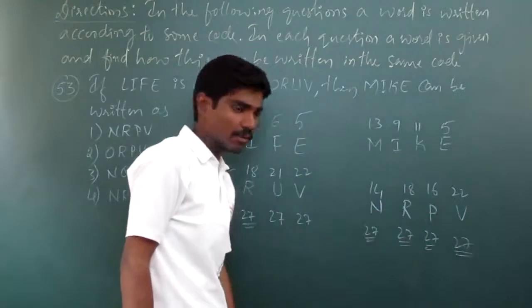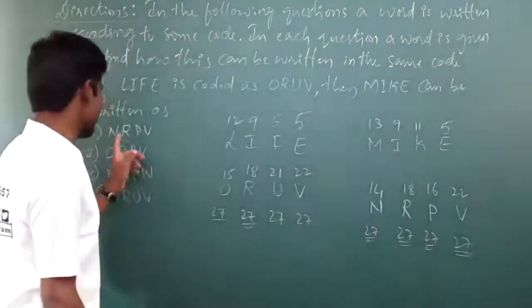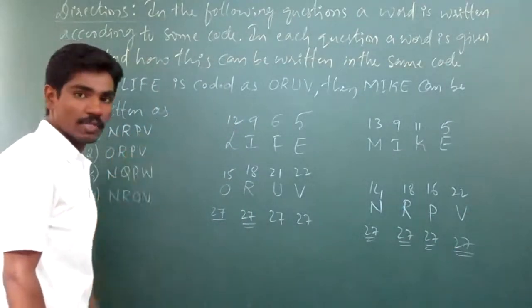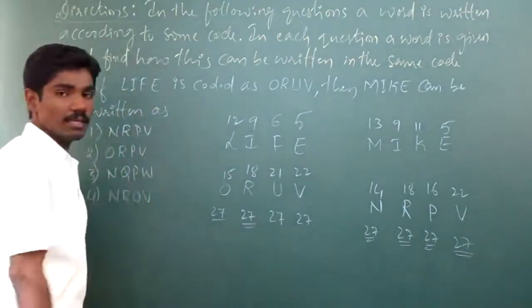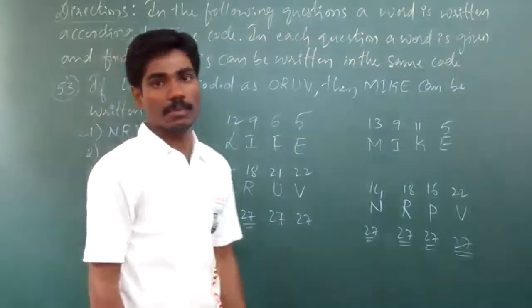NRPV. Now let us check the given options. The first option is NRPV. The first option itself matches with our result. Therefore, option 1 is the right option. We will see some more problems.